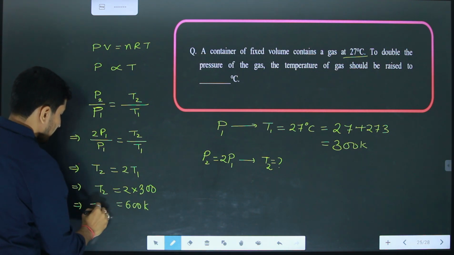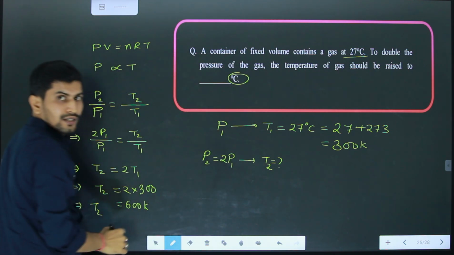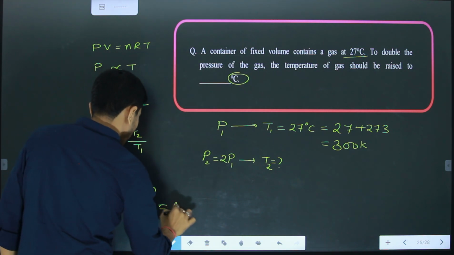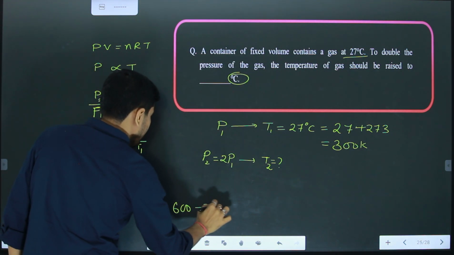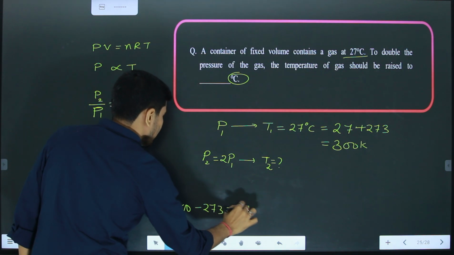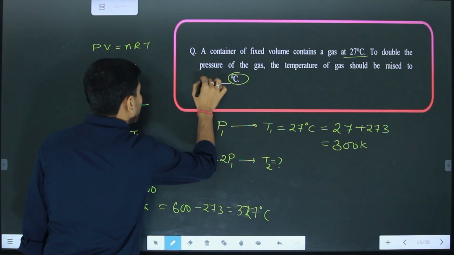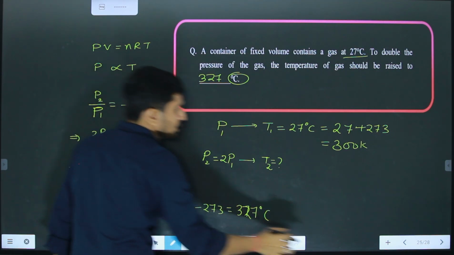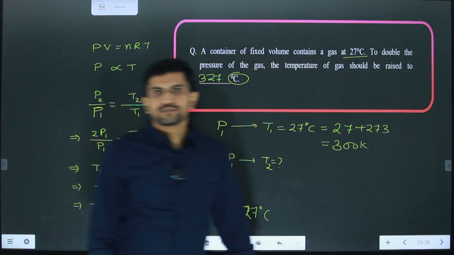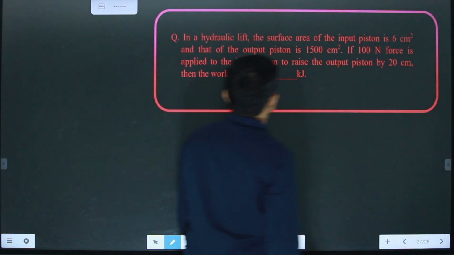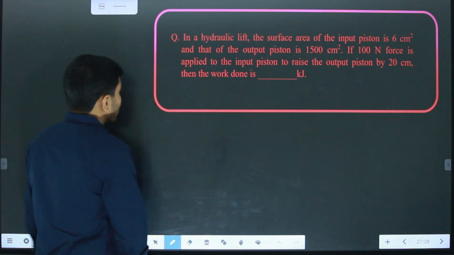But the answer has to be in terms of centigrade. Okay. So if I subtract 273, this will be equal to 327 degrees centigrade. So this will be 327 degrees centigrade. Okay. All right. So what is the next question?